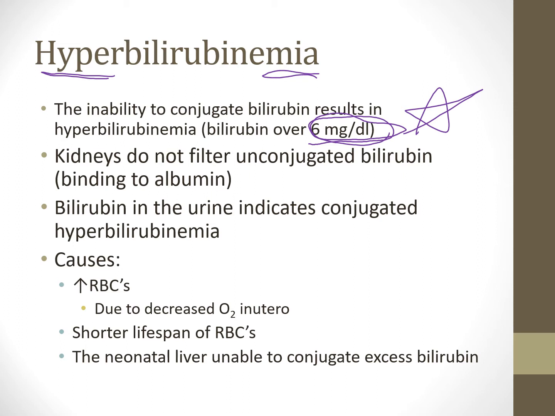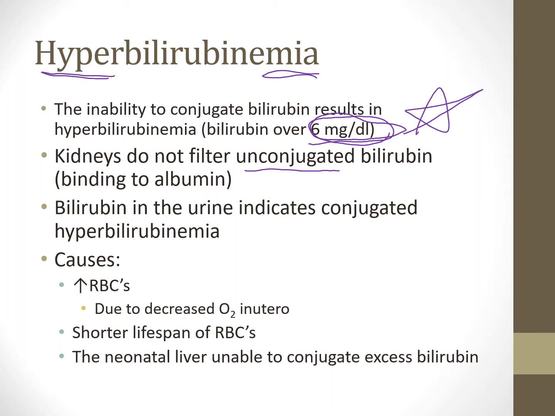So the kidneys, when it comes down to unconjugated bilirubin, so remember unconjugated bilirubin is the unsmiley face, right? They do not filter unconjugated bilirubin. Remember, it's not water soluble if it's unconjugated, so they can't filter it, right? And so it's all binding to albumin, right? The kidneys do not filter unconjugated bilirubin. So bilirubin in the urine indicates conjugated hyperbilirubinemia. So that's something that we can actually look for in the urine as well if they have conjugated bilirubin going on.